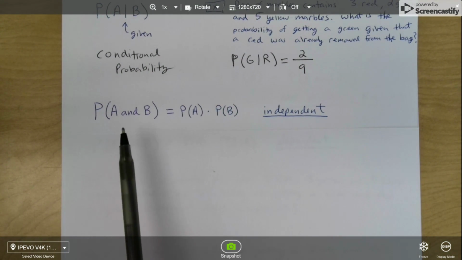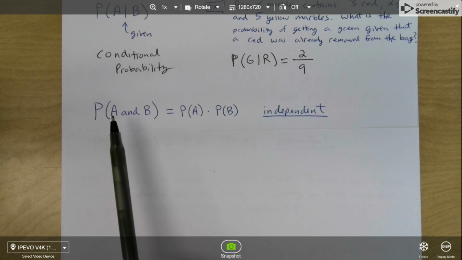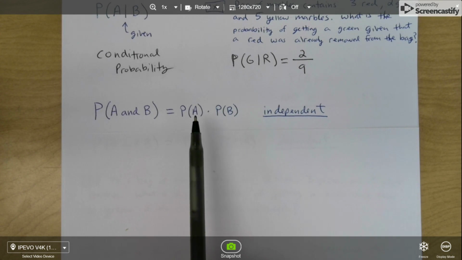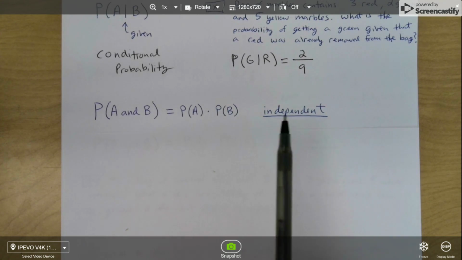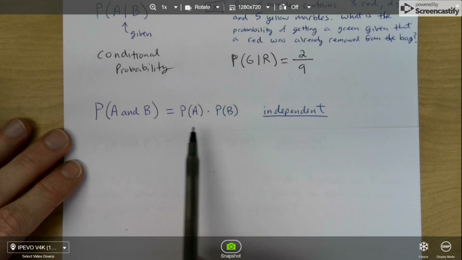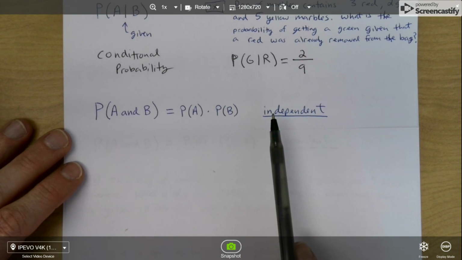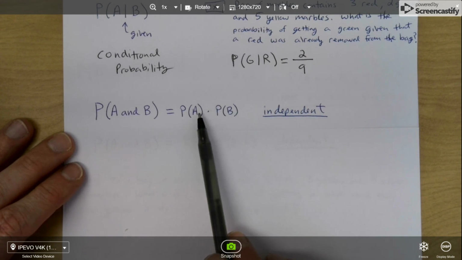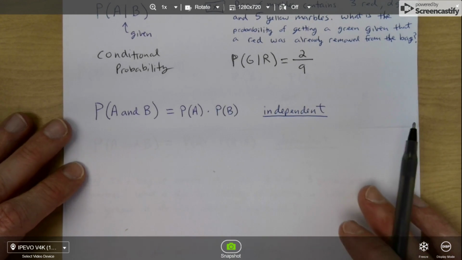And if 2 probabilities are independent, you'll notice an and. It's going to say the probability of red and blue. What you do is you find the probability of a red and you times it by the probability of a blue. That's if they're independent. And the key word that we saw in the bag of marbles scenario was that the marble was replaced. It was put back in the bag. That's the case when you just multiply their probabilities.